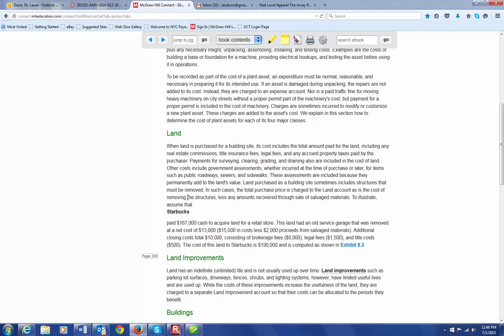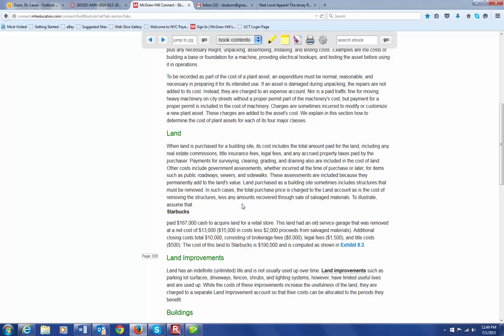Also, they permanently add to the value of the land. That's one of the reasons why we include it in the cost. Sometimes you have demolition, because land purchased as a building site might include a structure that has to be removed. In that case, the total purchase price is charged to the land account, as is the cost of removing the structures. Now, you may actually be able to remove the structures and get some money for some of the stuff that you tear down, and that would be salvaged material, so that reduces the amount of the cost.